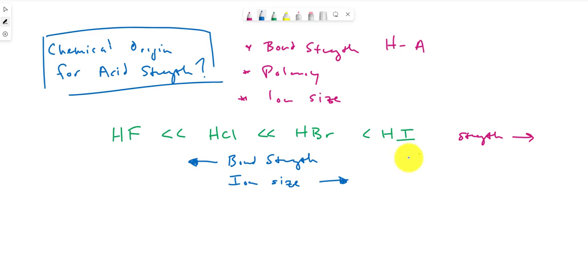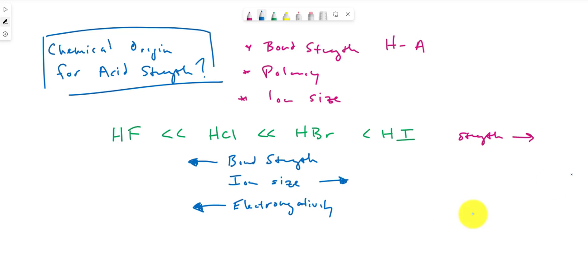And that tracks with this other periodic trend where as we move down a group in the periodic table from fluoride all the way down to iodide, iodide is enormous relative to fluoride. And because of that, it's a much more stable ion in solution. It's happy because those electron clouds are very dispersed and far away from the nuclei in the center of the atom. And so we get a similar tracking where the larger the ion that's left over after the proton leaves the acid, the stronger that acid is. That's simply because larger ions are just easier to stabilize.